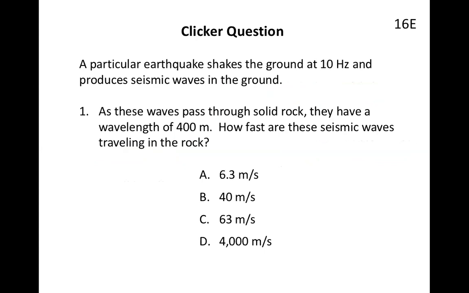Use your go-to equation. V is equal to lambda f, wavelength times frequency. Wavelength's 400 meters, frequency is 10 hertz. Multiply them together, 4,000 meters per second. Even the units turn out right.